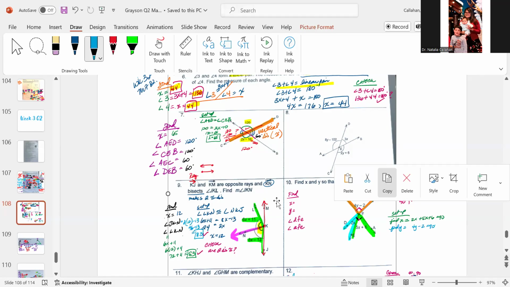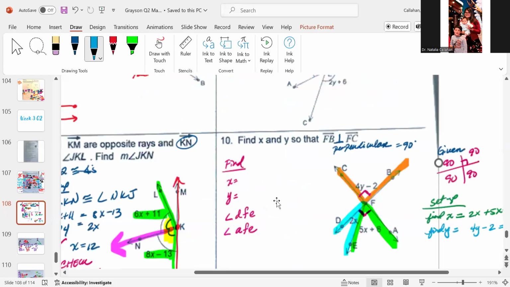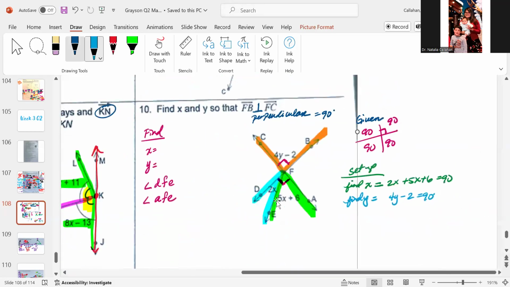All right, so then let's go ahead and take a look at number 10. You already did this, correct? Yes? All right, so for the first one, you should have 7x equals 84, x equals 12. If x equals 12, angle DFE is 2x, so that's 24 degrees. Okay, that's our angle.